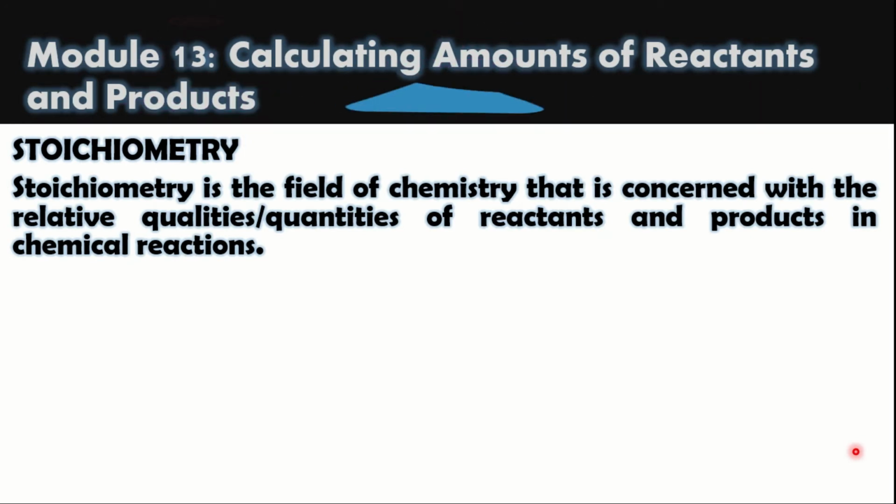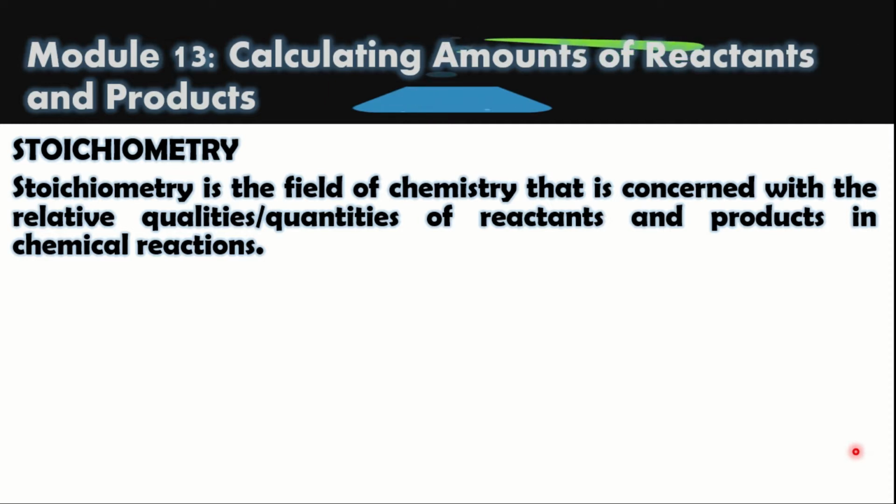Let us define stoichiometry. Stoichiometry is the field of chemistry that is concerned with the relative qualities or quantities of reactants and products in chemical reactions. Stoichiometry came from two words, stoichion meaning element, and metrion meaning to measure. So literally speaking, pag sinabi natin stoichiometry, it is the act of quantifying or measuring elements.